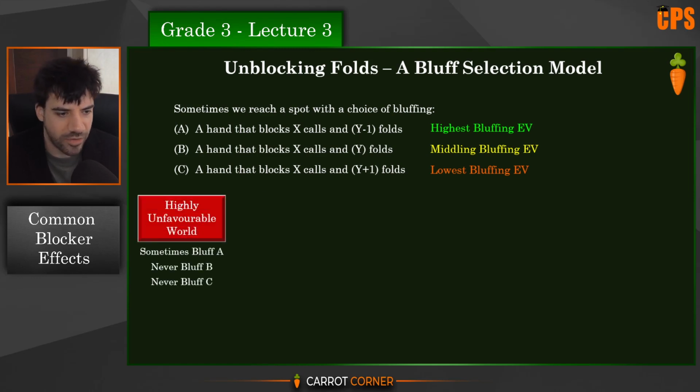In a highly unfavourable world, what's going to happen is that if fold equity is average, because we hold a hand like B that has average blockers, it's going to be a losing proposition to bluff. Villain is going to have no shortage of really good continues in these worlds, and the only hands that are actually going to be close to break even are going to be hands with favourable blockers.